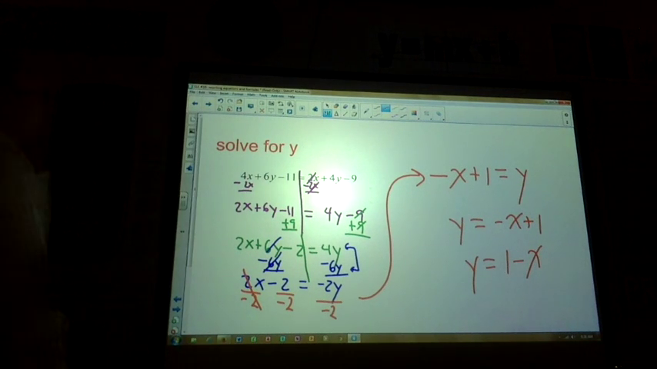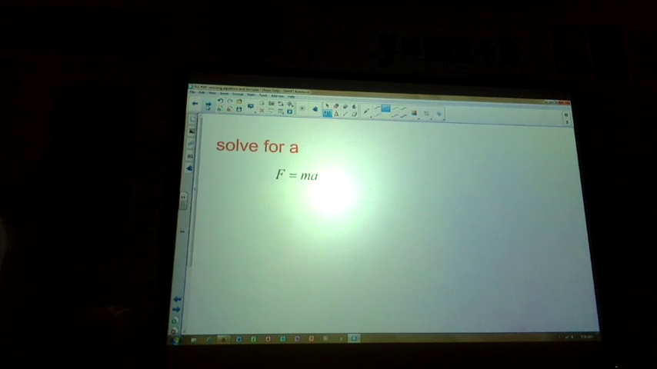Oh, shoot. Go ahead, stop drinking Diet Coke. Ooh, F equals ma. Force equals mass times acceleration. That kind of sounds like science.